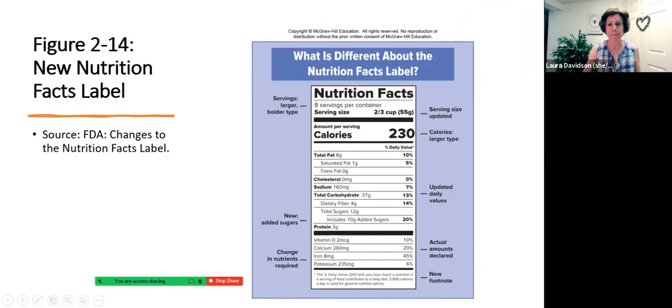All right. This is the new nutrition label, which you'll read about in your textbook. There were changes in terms of serving size, the calories being in larger type, and some updated daily values, as well as the vitamins and minerals that are highlighted because we tend not to be getting enough of them.